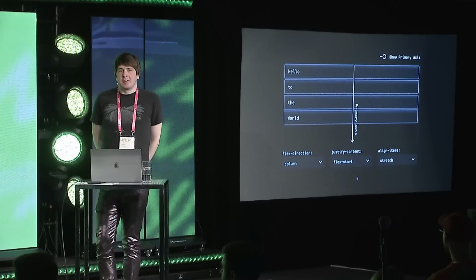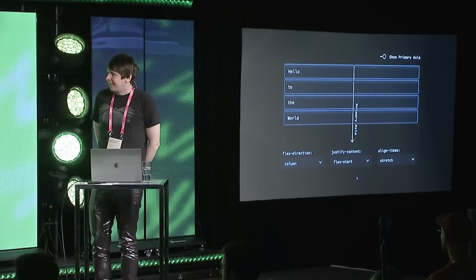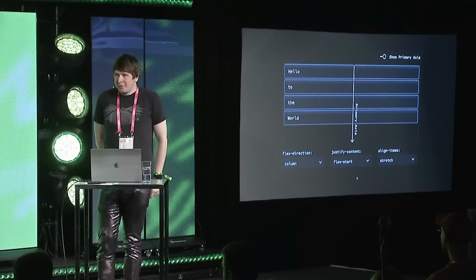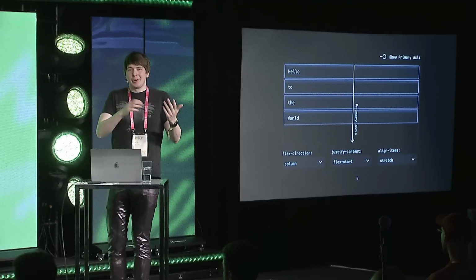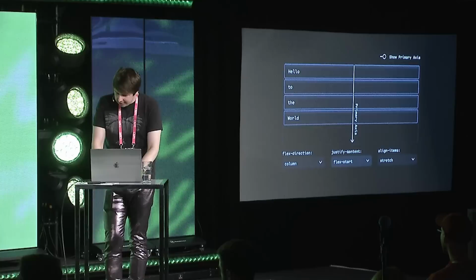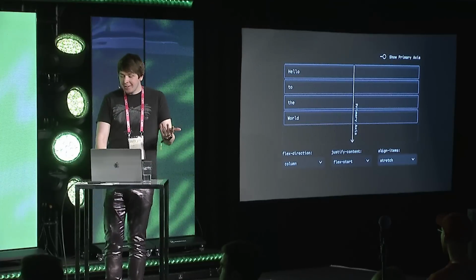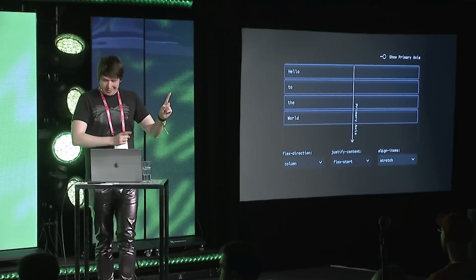Now, a thing that I think a lot of people get confused about is justify content and align items. I think a lot of people just try one and see if it works, and if it doesn't work, you try the other one. It's also not clear why it's justify content and align items. Why isn't it justify items or align content? And there is actually a reason for this.